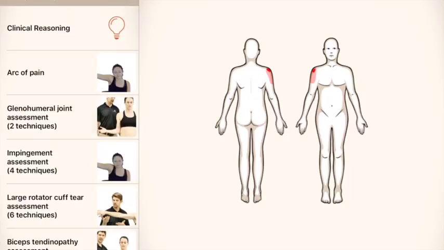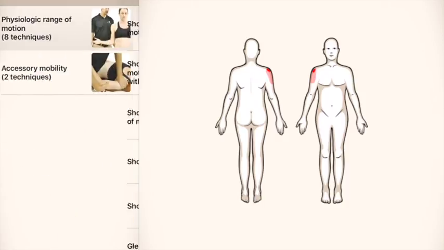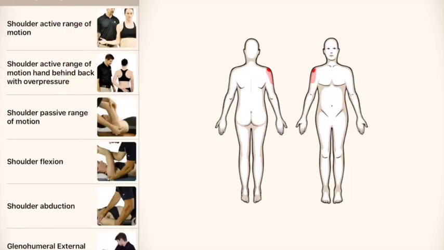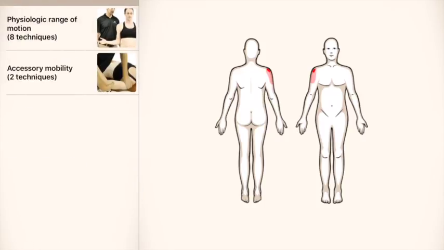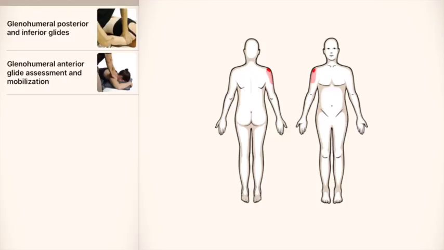Generally, the key findings for this condition are presence of an arc of pain. You're going to do your standard range of motion assessment, so you look at active and passive range of motion of the shoulder, and you're going to find that generally they have pretty good range of motion. Accessory mobility is important as well, because this is a key impairment potentially that may be driving someone with shoulder impingement, so potentially posterior glide limitation of the glenohumeral joint.